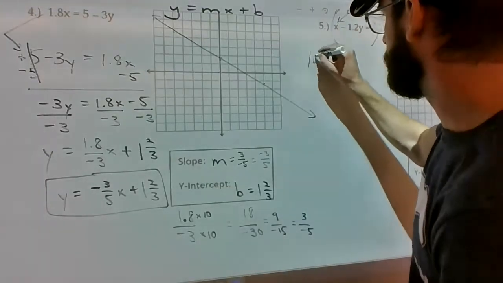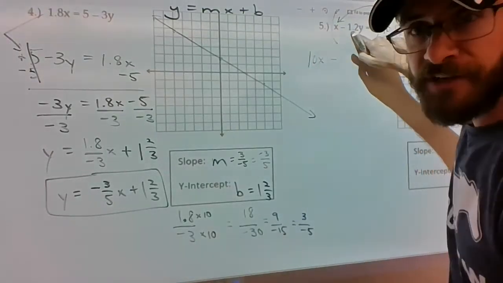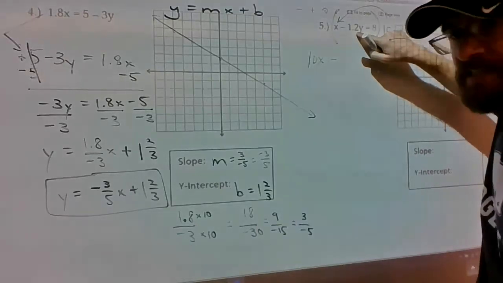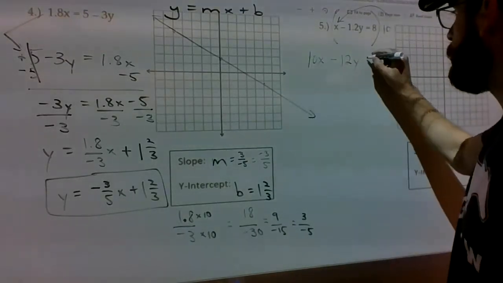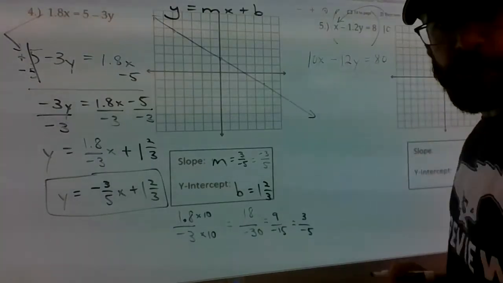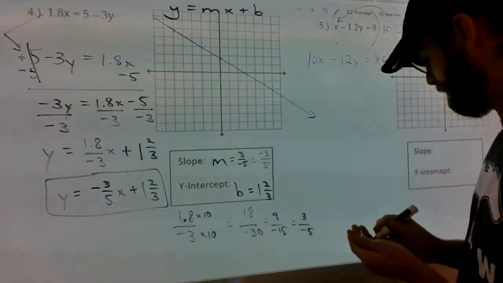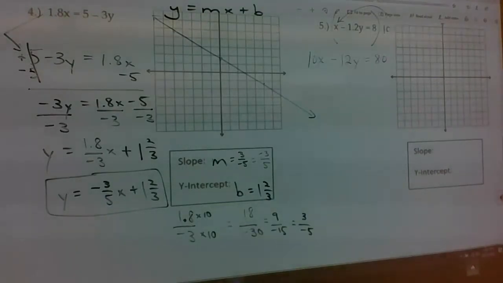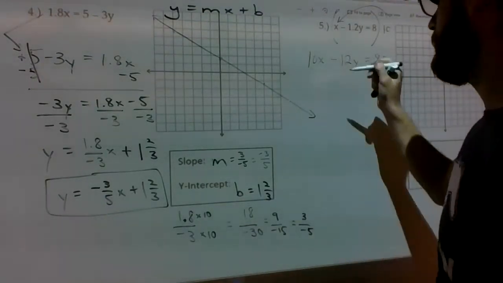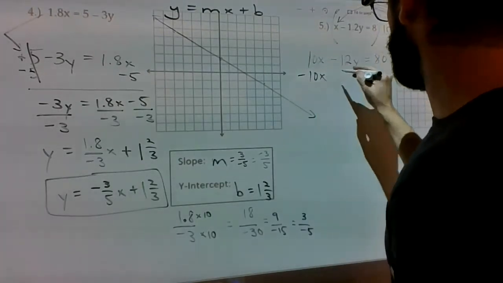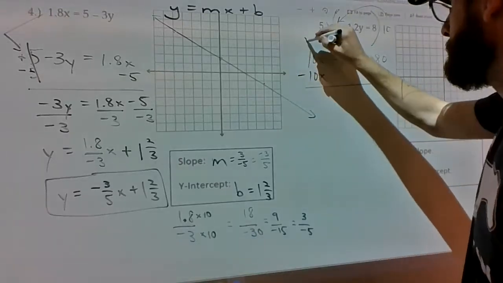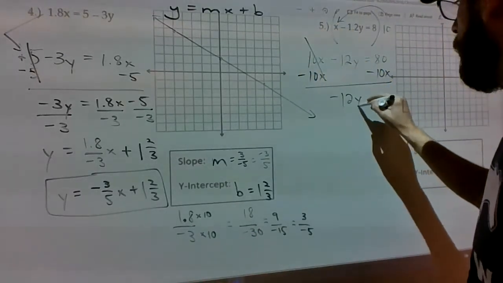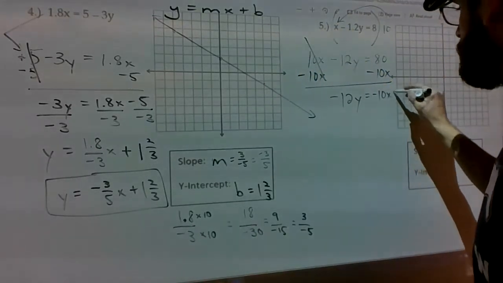that would give me 10x minus, this will move the decimal place over 1 when you multiply by 10. So you've got 12y now, and that equals 80. So you've got some larger numbers, but the decimals have disappeared. Sorry, changing out markers. At this point, you subtract the 10x, because it's a positive 10x. You're left with negative 12y equals negative 10x plus 80.